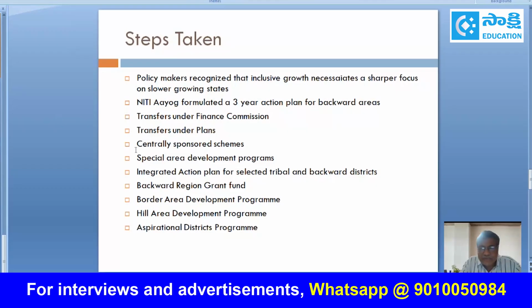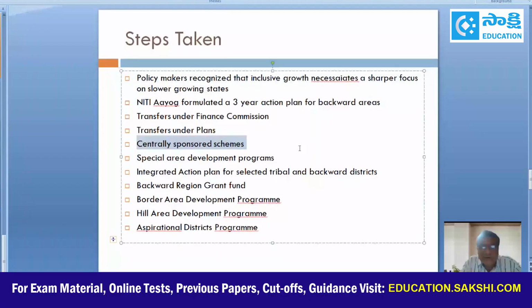As I mentioned, direct investment into less developed states under centrally sponsored schemes includes PM Gram Sadak Yojana, Mahatma Gandhi National Rural Employment Guarantee Act, PM Awas Yojana, National Social Assistance Program, Swachh Bharat Mission, PM Krishi Sanchay Yojana, Rashtriya Krishi Vikas Yojana, National Food Security Mission, National Health Mission, National Horticulture Mission, Ayushman Yojana, PM Fasal Bima Yojana. These are all various centrally sponsored schemes. Under these schemes, the backward regions are getting adequate funds.